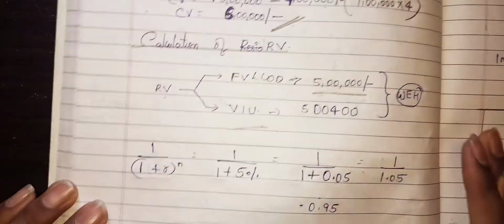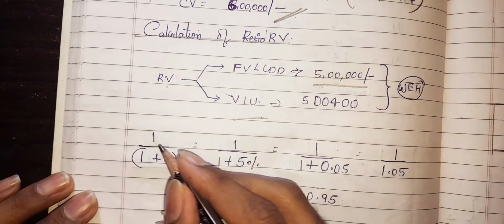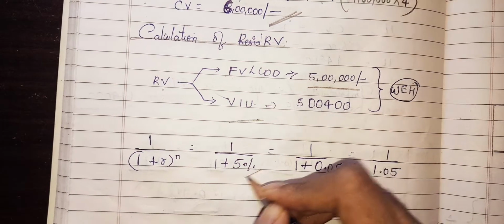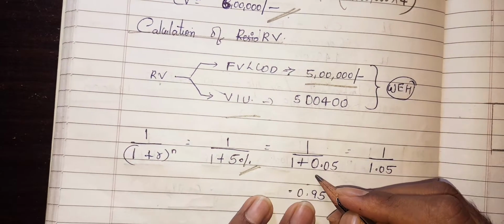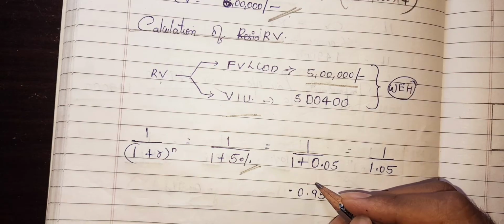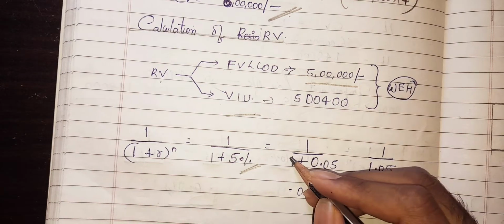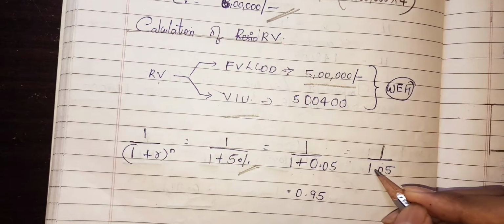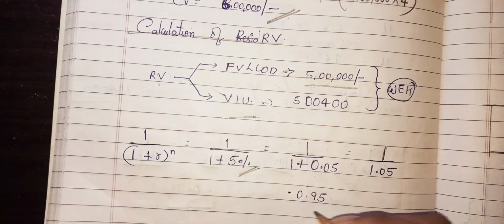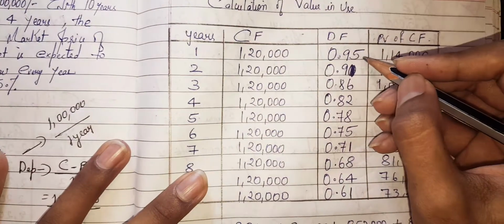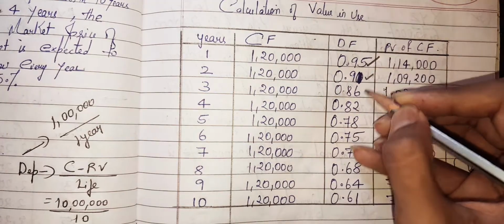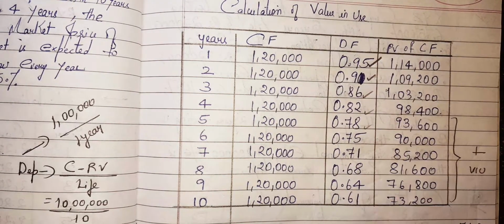This is the formula to find out the discounting factor: 1 divided by (1 plus r) to the power of n. The rate is 5%, which can be written as 0.05. So 1 divided by 1.05, when you divide, you will get 0.95. So 0.95 is the discounting factor of the first year. Again, if you keep on pressing the equal symbol, you will get it for all the 10 years.